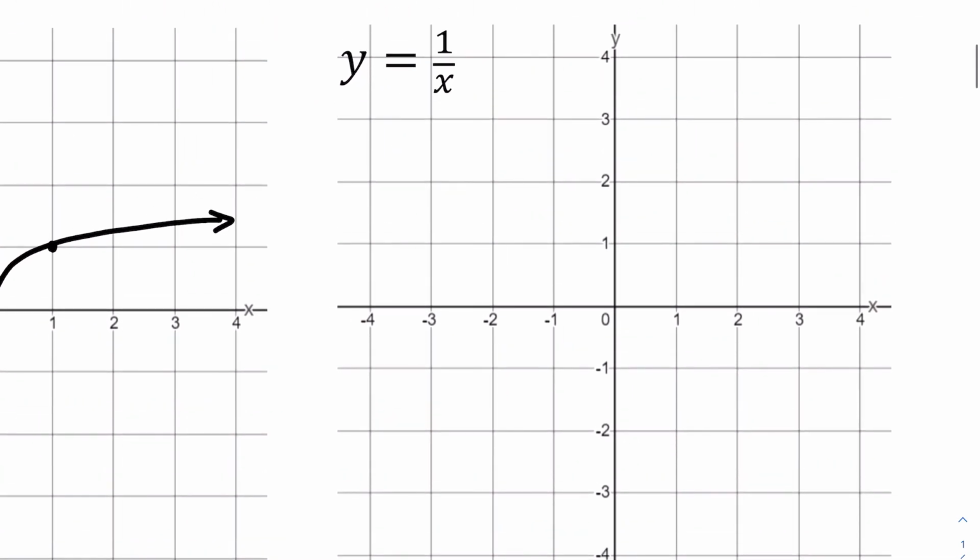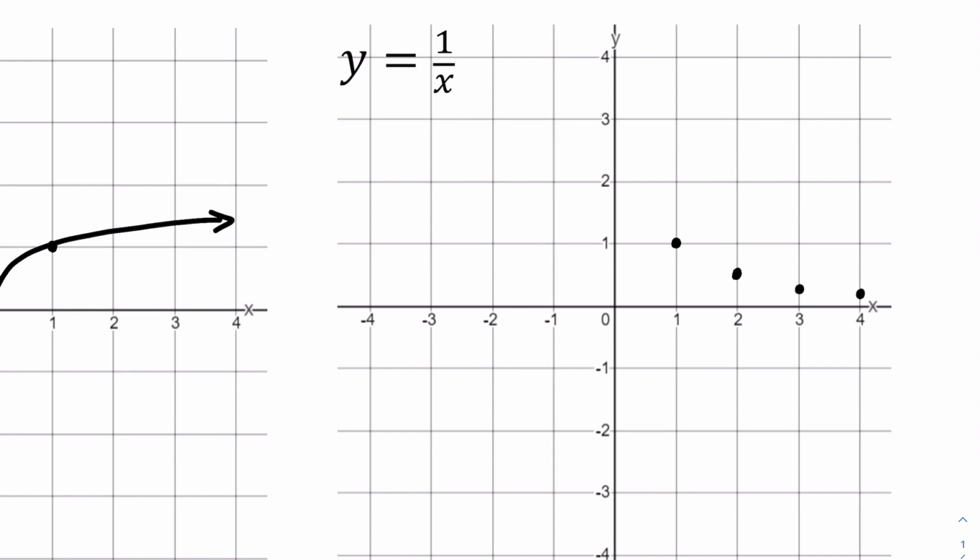And finally, the last nonlinear basic function you should be comfortable with is called the reciprocal function. Y equals 1 over x. So that's the reciprocal of x. So whatever input you give, you do its reciprocal. So let's pick an easy input like 1. The reciprocal of 1 is 1. The reciprocal of 2 is 1/2. The reciprocal of 3 is 1/3. The reciprocal of 4 is 1/4, etc.